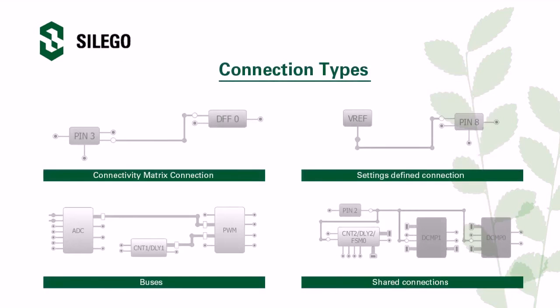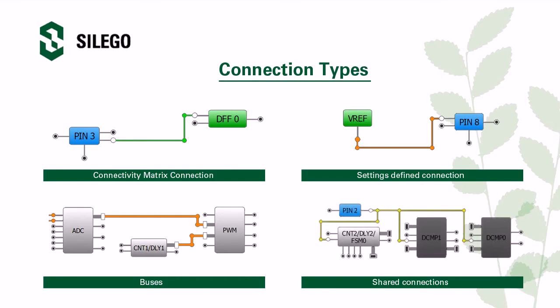There are four connection types. Connectivity matrix connections, green, can be created by user. Settings defined connections, orange. These connections are predefined and depend on module's settings. Buses, wide orange line. Buses also depend on module settings. All buses are 8-bit wide. Shared connections, yellow line. Predefined connections that are shared and affect a few modules.